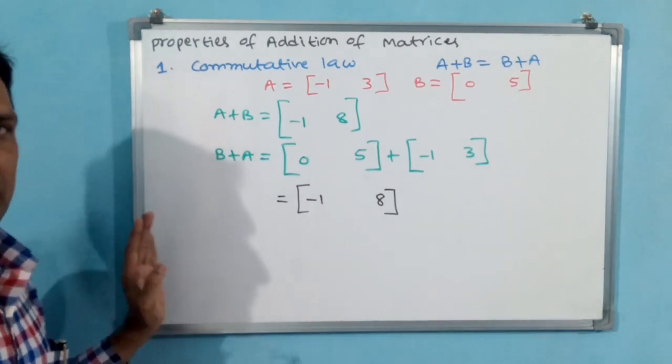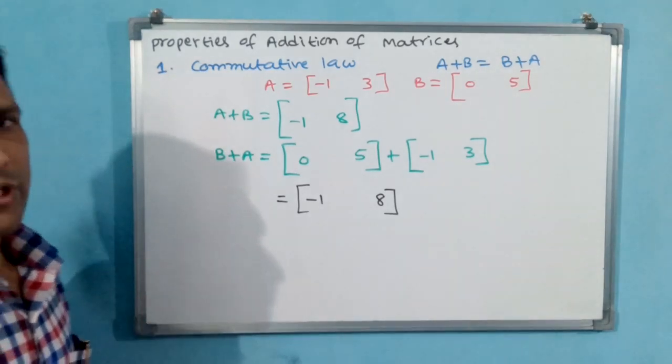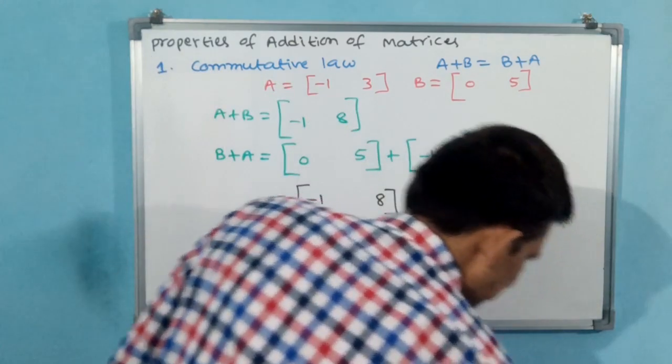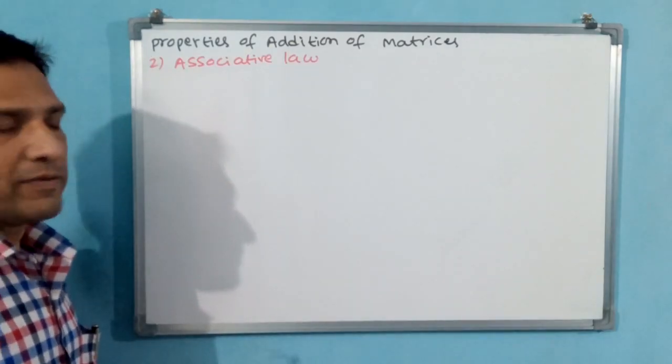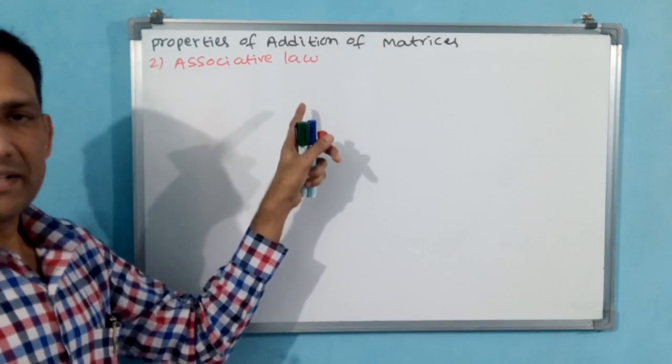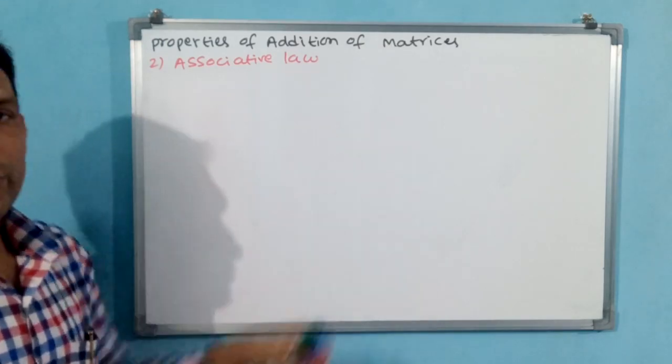Commutative law, you understand? After commutative law, the second one is associative law. Let us go for associative law. See the associative law of properties of matrices. Under properties of matrices, associative law.